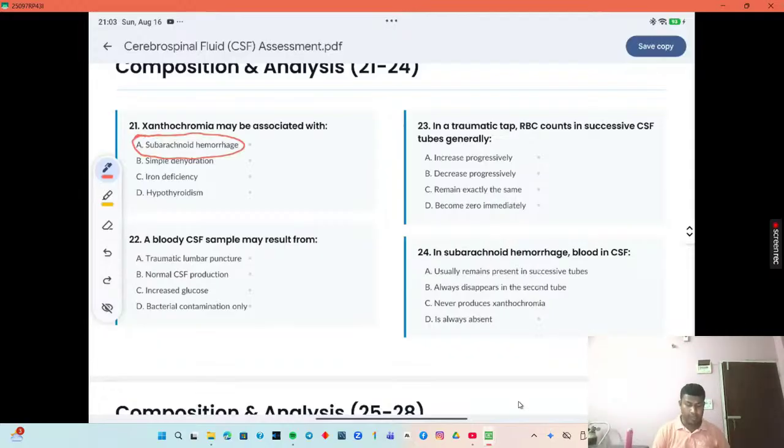So the next question is given as a bloody CSF sample may result from. It may result from traumatic lumbar puncture. A bloody CSF sample may result from traumatic lumbar puncture. Now, in the next question, it is given as in a traumatic tap, the RBC count in successive CSF tubes generally decreases progressively. The right answer of this question will be it decreases progressively.